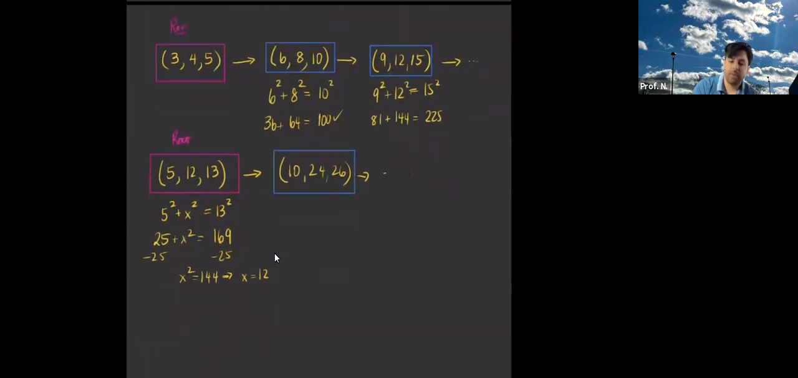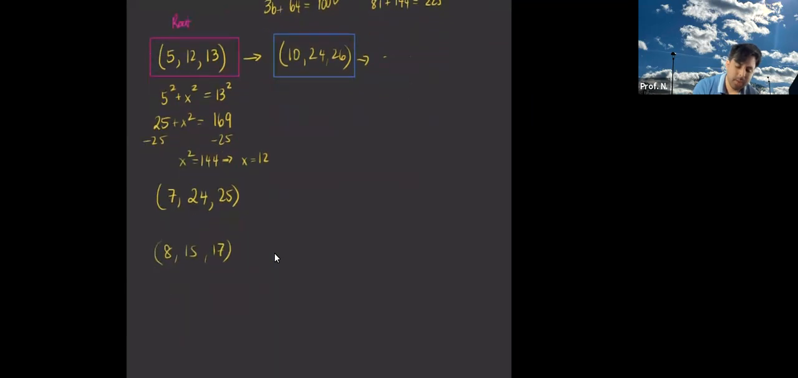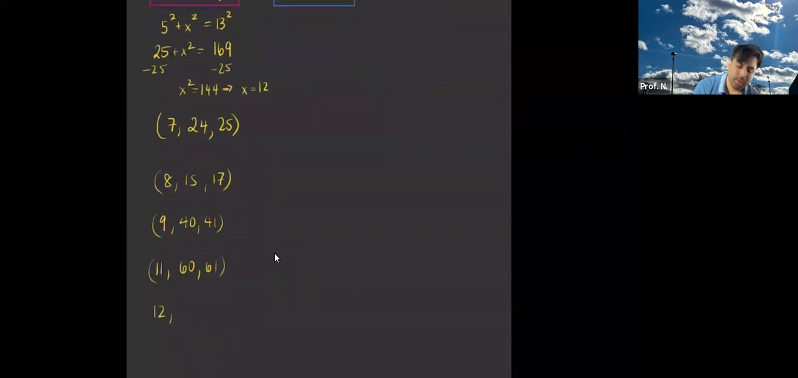So I'll give you just a few more of these, and then you can check these out for yourself. 7, 24, 25. That's another Pythagorean root triple. You got 8, 15, 17. That's another one. 9, 40, 41 also works. 11, 60, 61 also works. 12, 35, 37 also works. And again, this goes on forever and ever, not only vertically, but also horizontally.